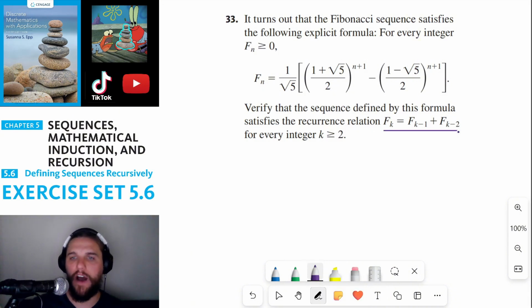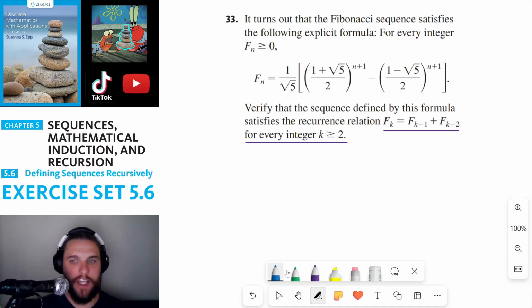Now, just to clarify, this is the recurrence relation for the Fibonacci sequence. So the claim that's being made here is that this explicit formula satisfies this recurrence relation. The way we're going to prove this is we're going to evaluate both of these sides separately. So let's start with f sub k.